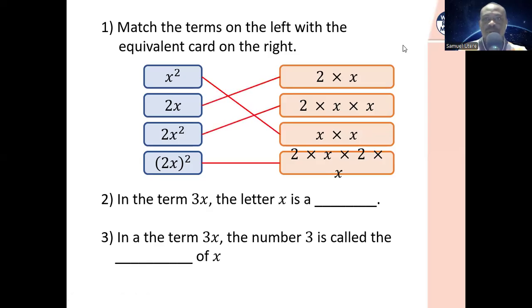So, question 1, you were asked to match the terms on the left with the equivalent card on the right. This tests your understanding of how to write algebraic terms in different ways. Note here, x to the power 2, or x squared, is x times x. 2x is 2 times x. 2x squared means 2 times x, and then 2x in bracket to the power 2. Don't forget this, you should remember it means this multiplying itself.